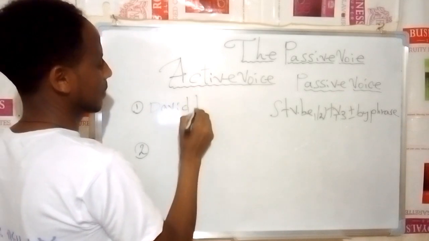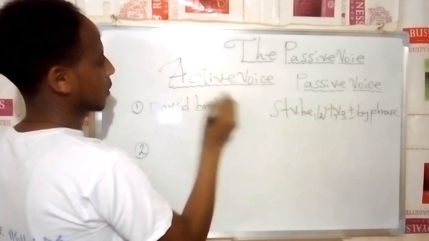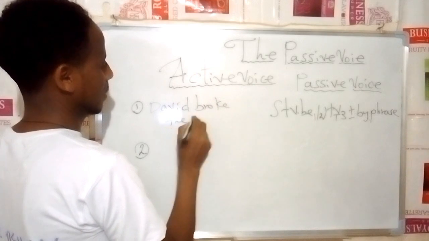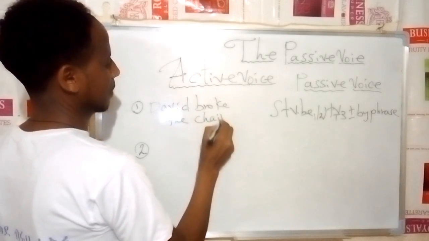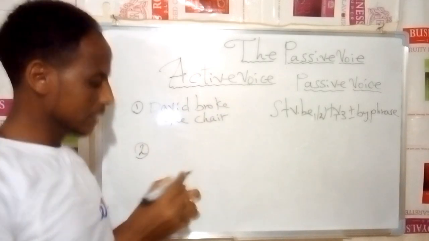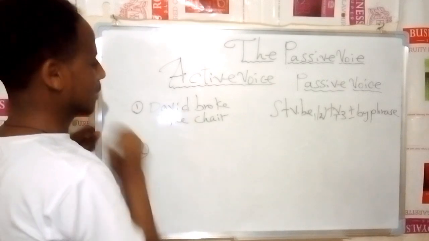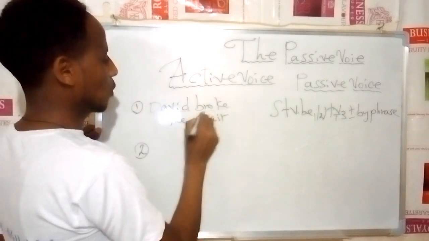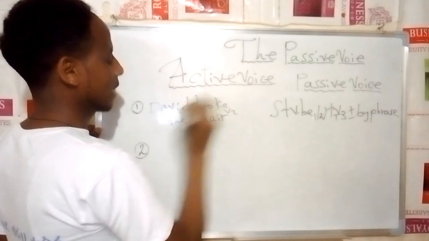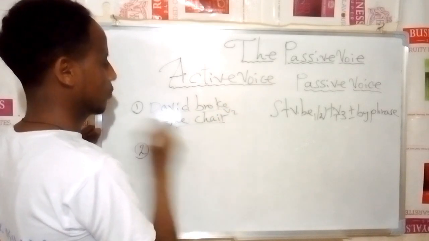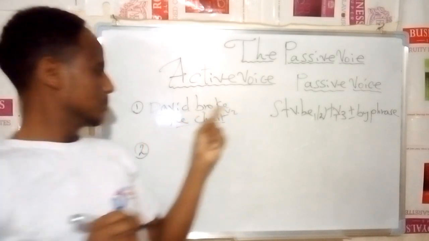David broke the chair. Okay, in this sentence, David is the subject of the sentence. Broke is the verb. Which kind of verb is this? It is a past simple form of break. David broke the chair.